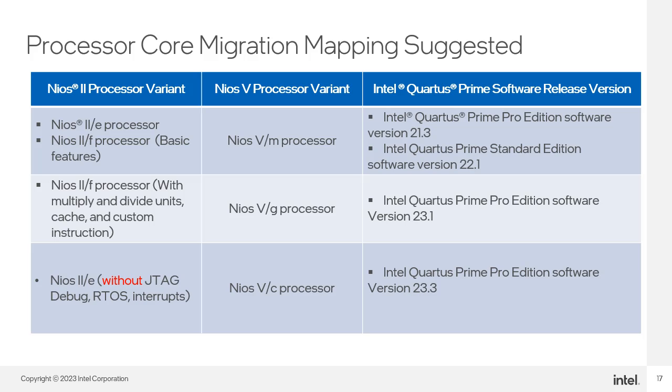Here we find a suggested mapped migration from Nios II applications to Nios V processors along with the Intel Quartus Prime Pro and Standard editions. Remember that versions supported vary in each Intel Quartus Prime software version. Consider device support and IP for each edition and version.